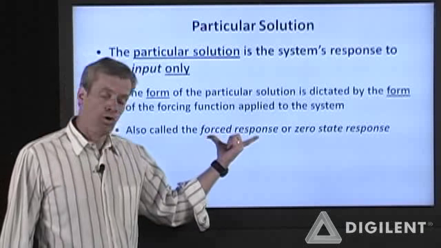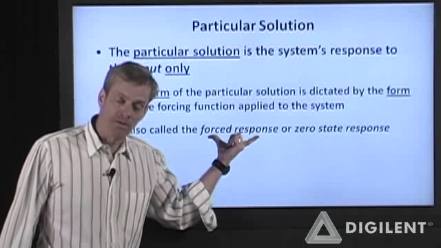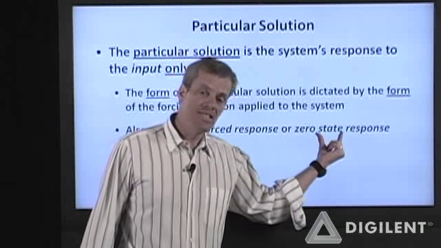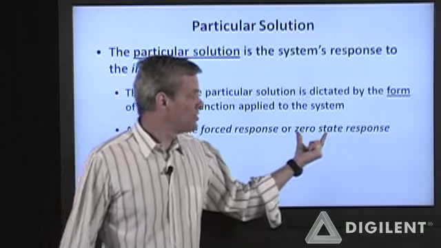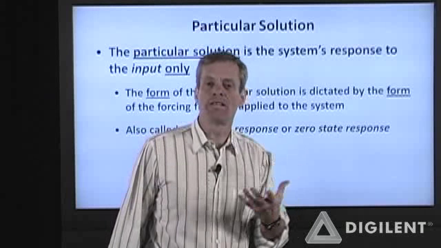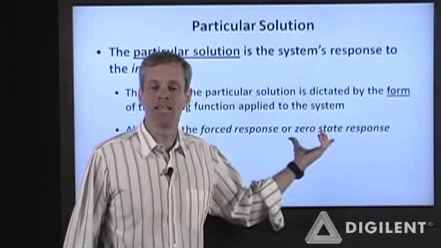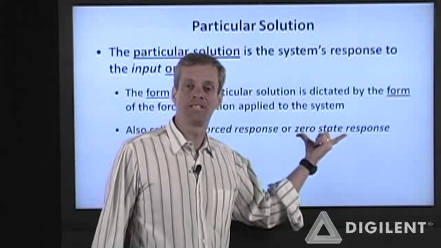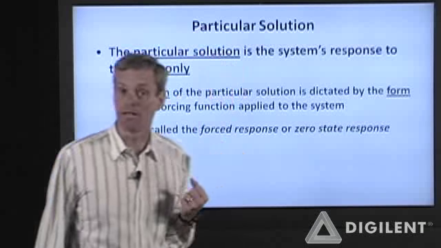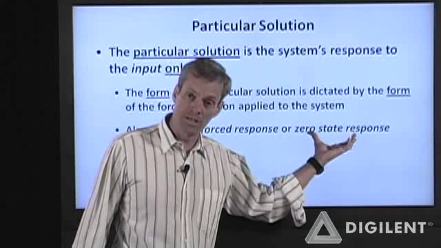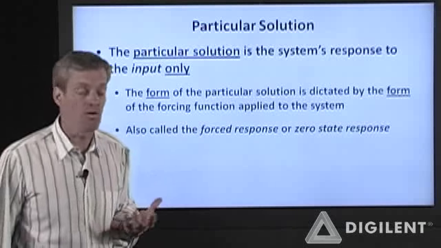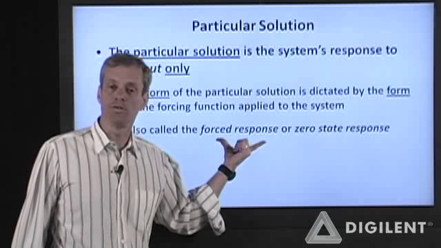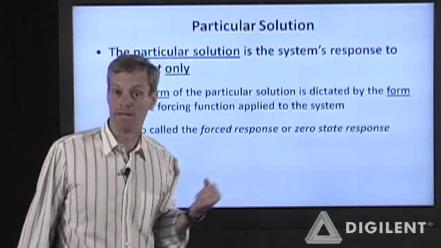Since we're looking at the response to a forcing function, this is sometimes called the forced response. The state tends to be referred to as the information contained in the initial conditions. So another common terminology is that this is the zero state response. The state or the initial conditions of the system are taken to be 0. I will tend to default to this terminology. I'll call the particular solution, for the most part, the forced response.